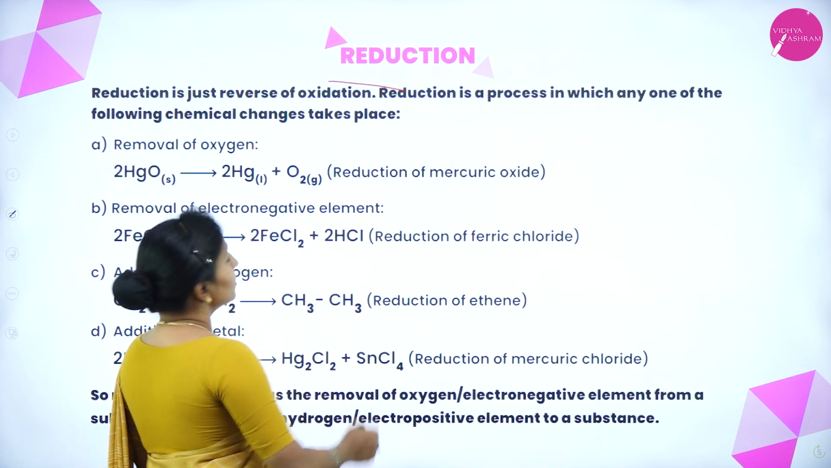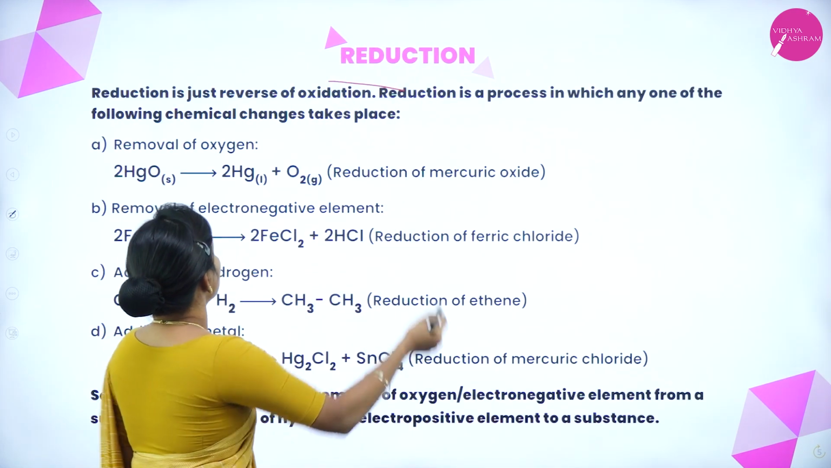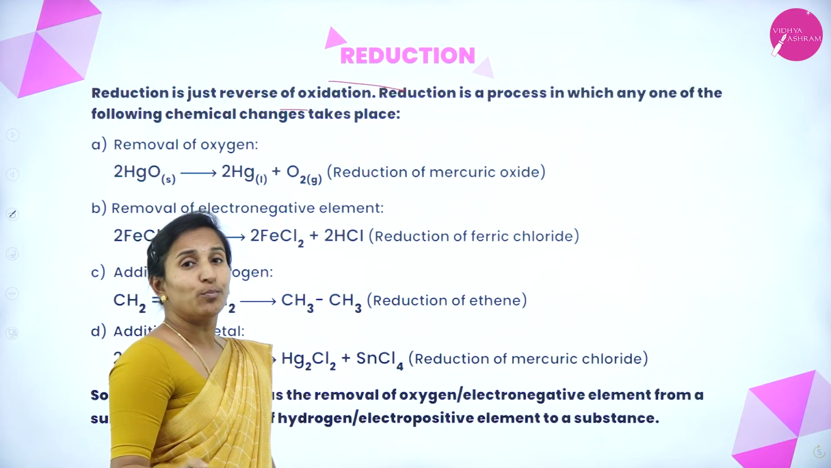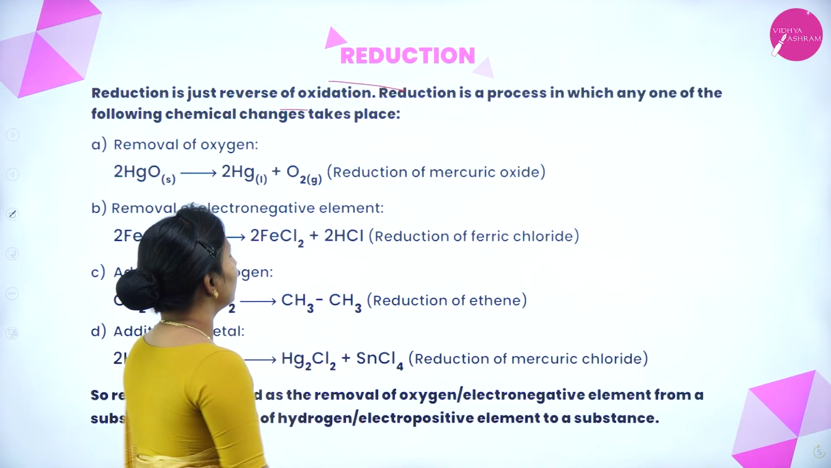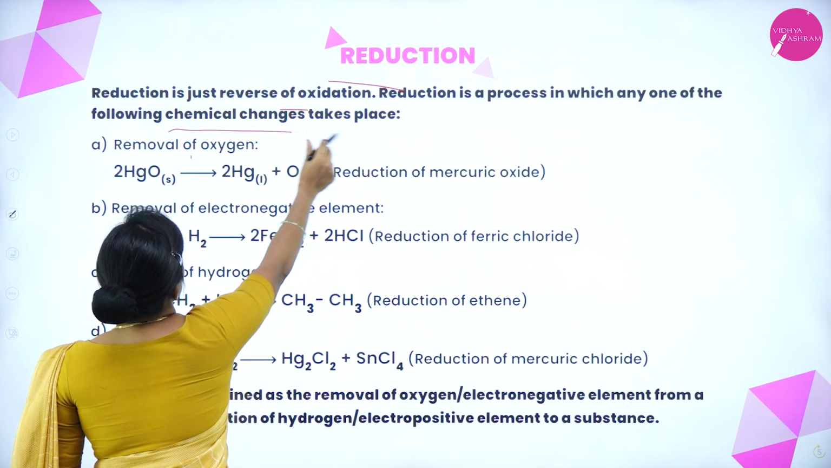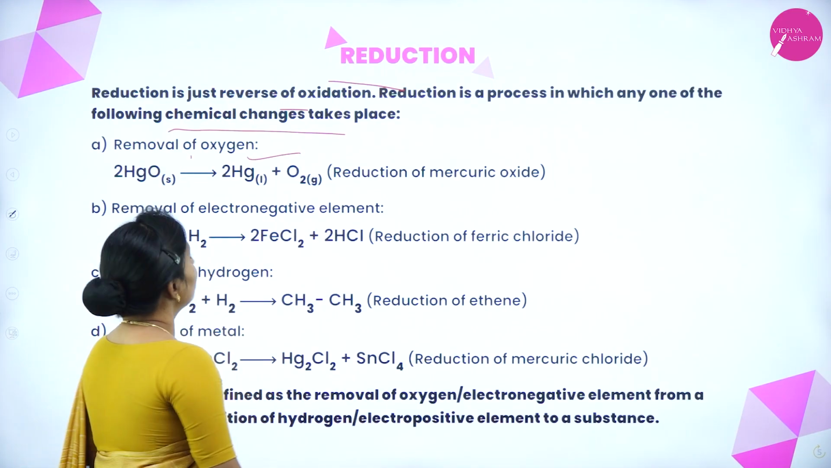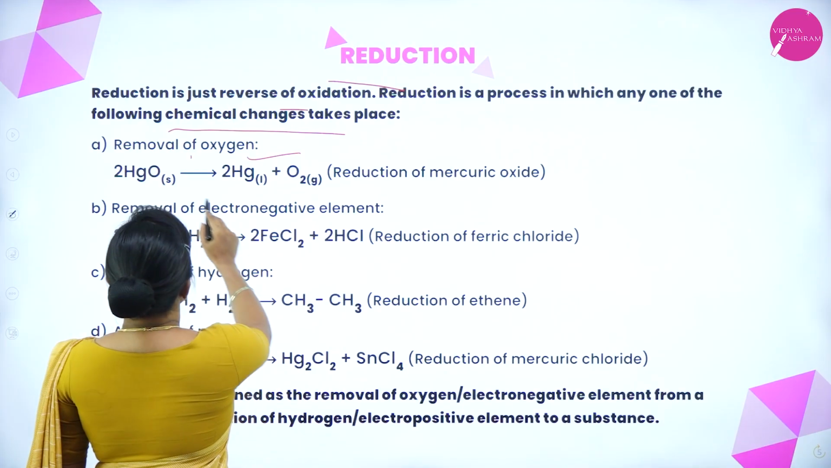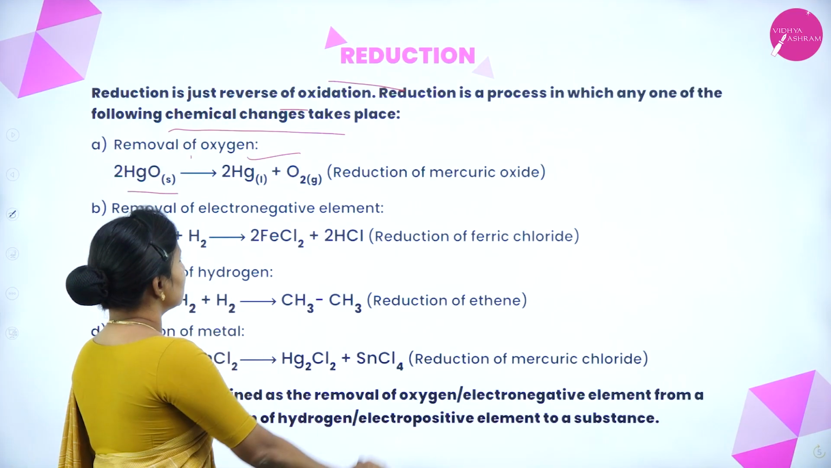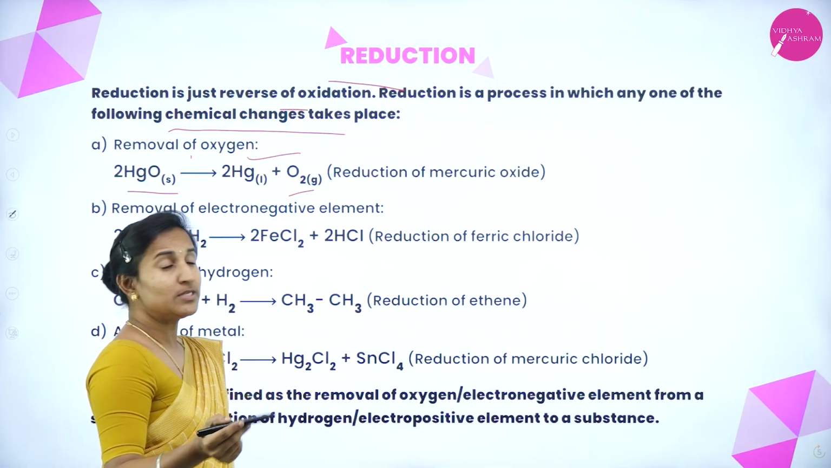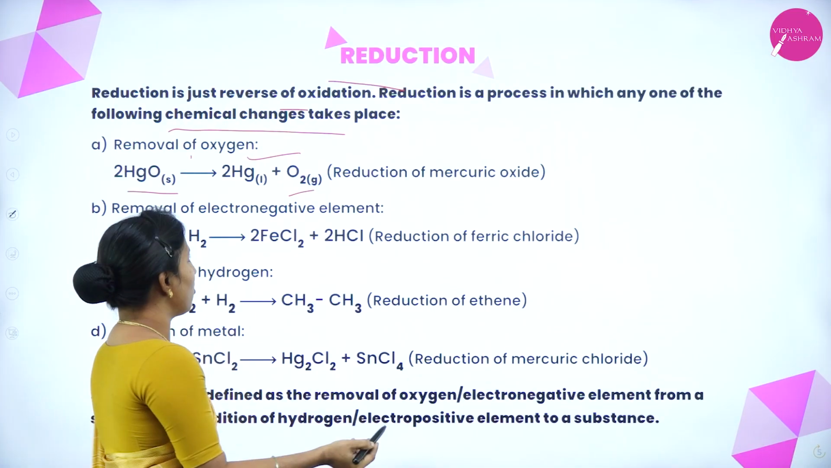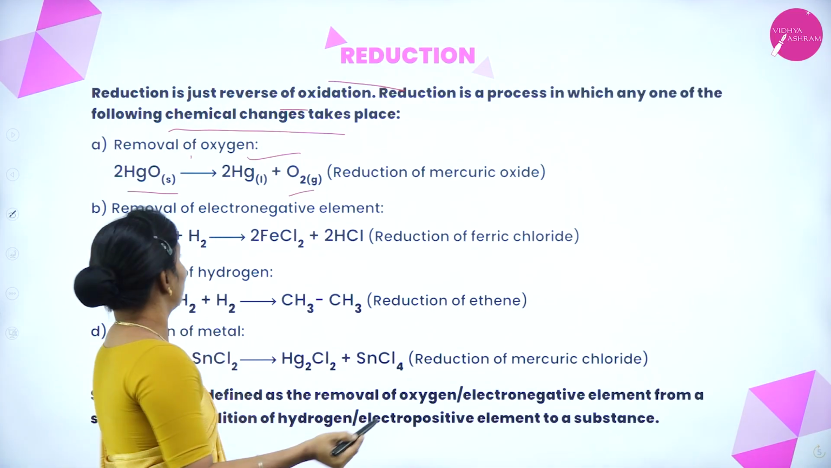Reduction. Reduction is just the reverse of oxidation. In the reduction process, any one of the following chemical changes takes place. For example, number 1, removal of oxygen. Removal of oxygen from mercuric oxide takes place. That means the reduction of mercuric oxide, we call it a reduction process.